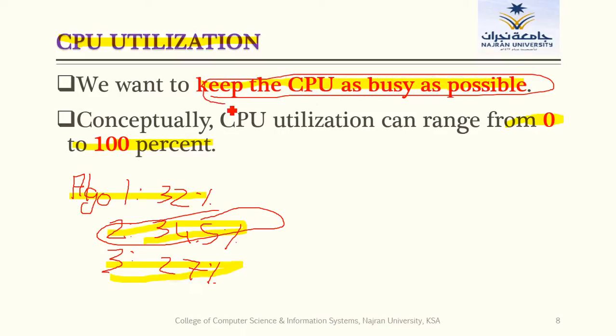If later we get another algorithm, suppose algorithm number 4, making our CPU busy 48%, then we will select algorithm number 4, not algorithm number 2. Understand? Utilization is our first criteria: which algorithm is making our CPU more busy. This is the first thing we need to check, how much we are utilizing our CPU.